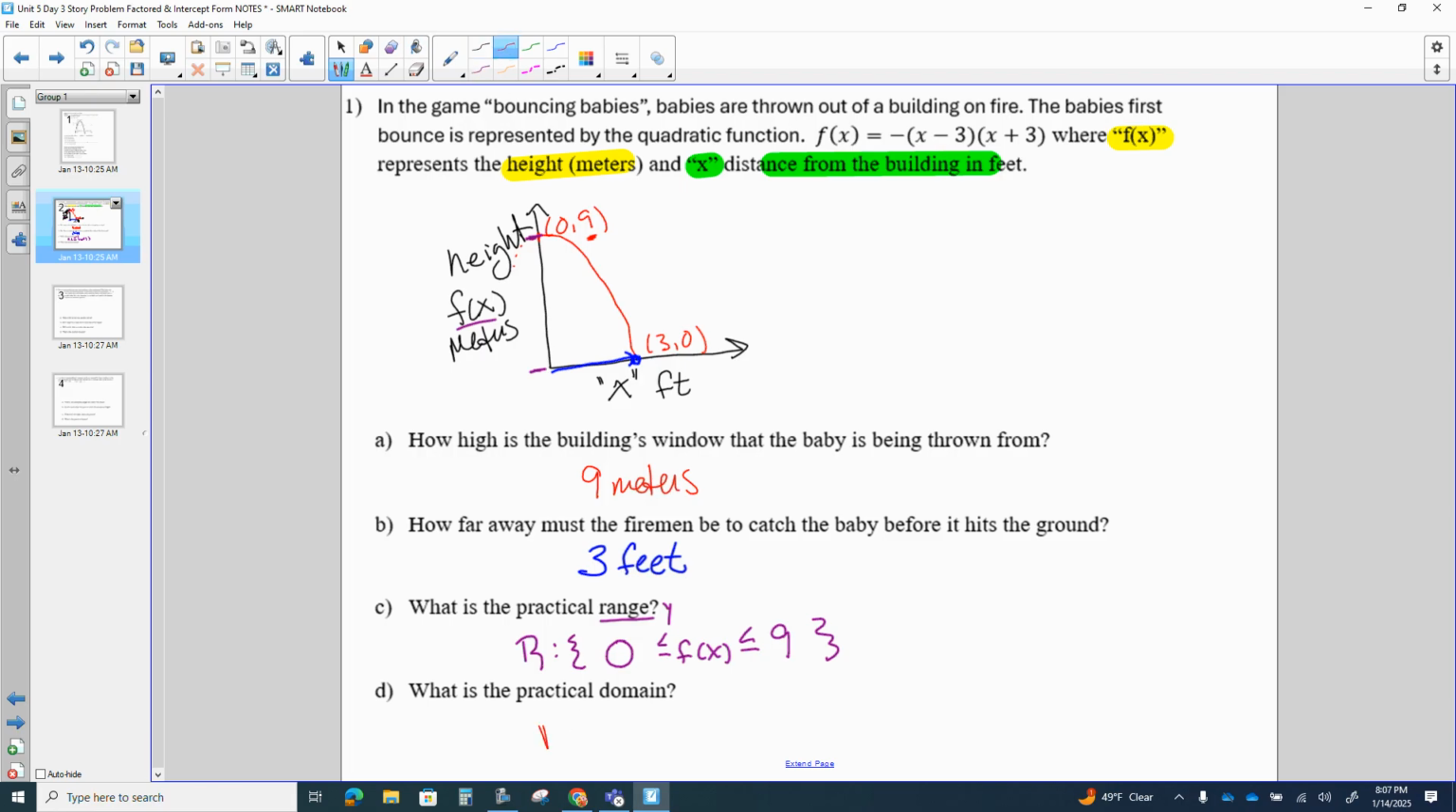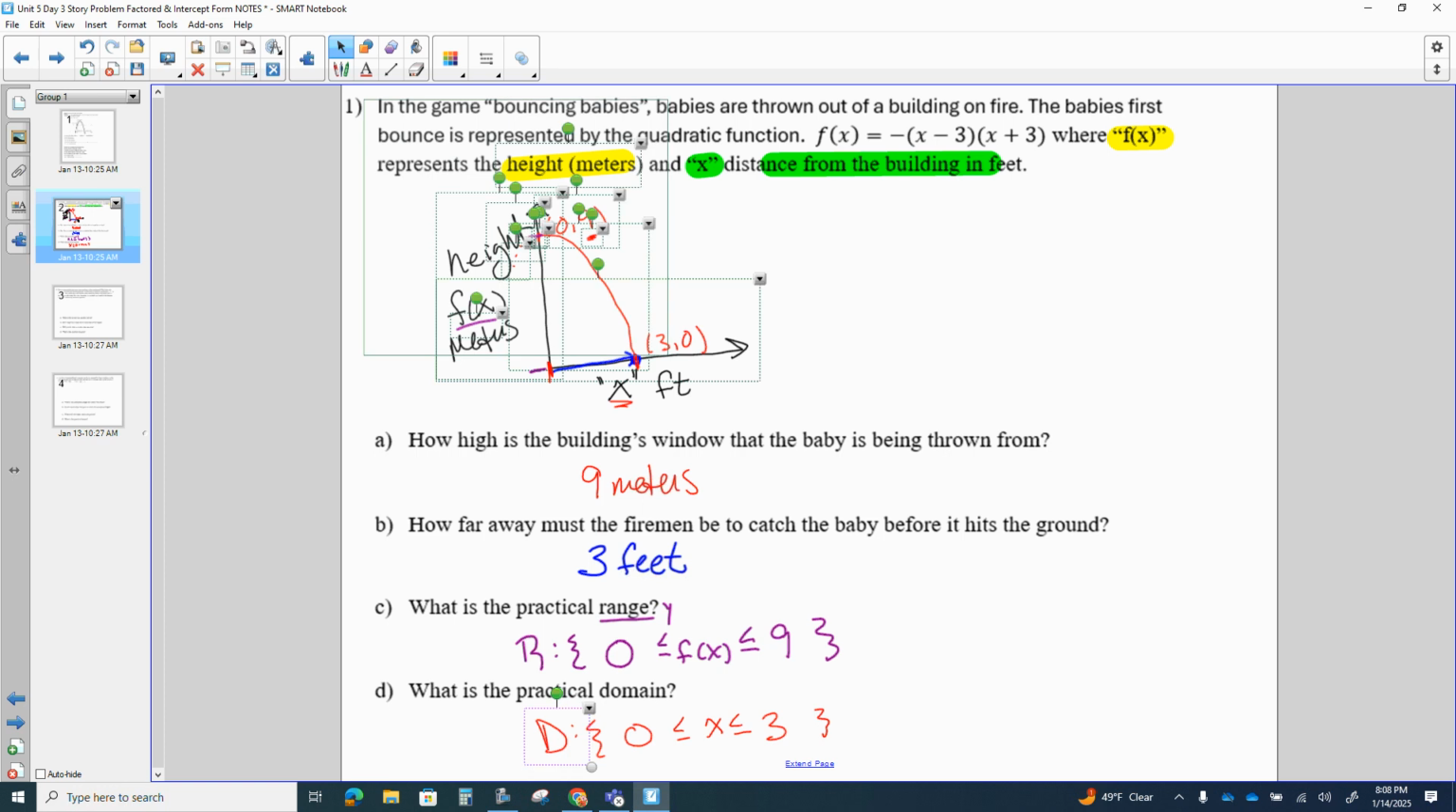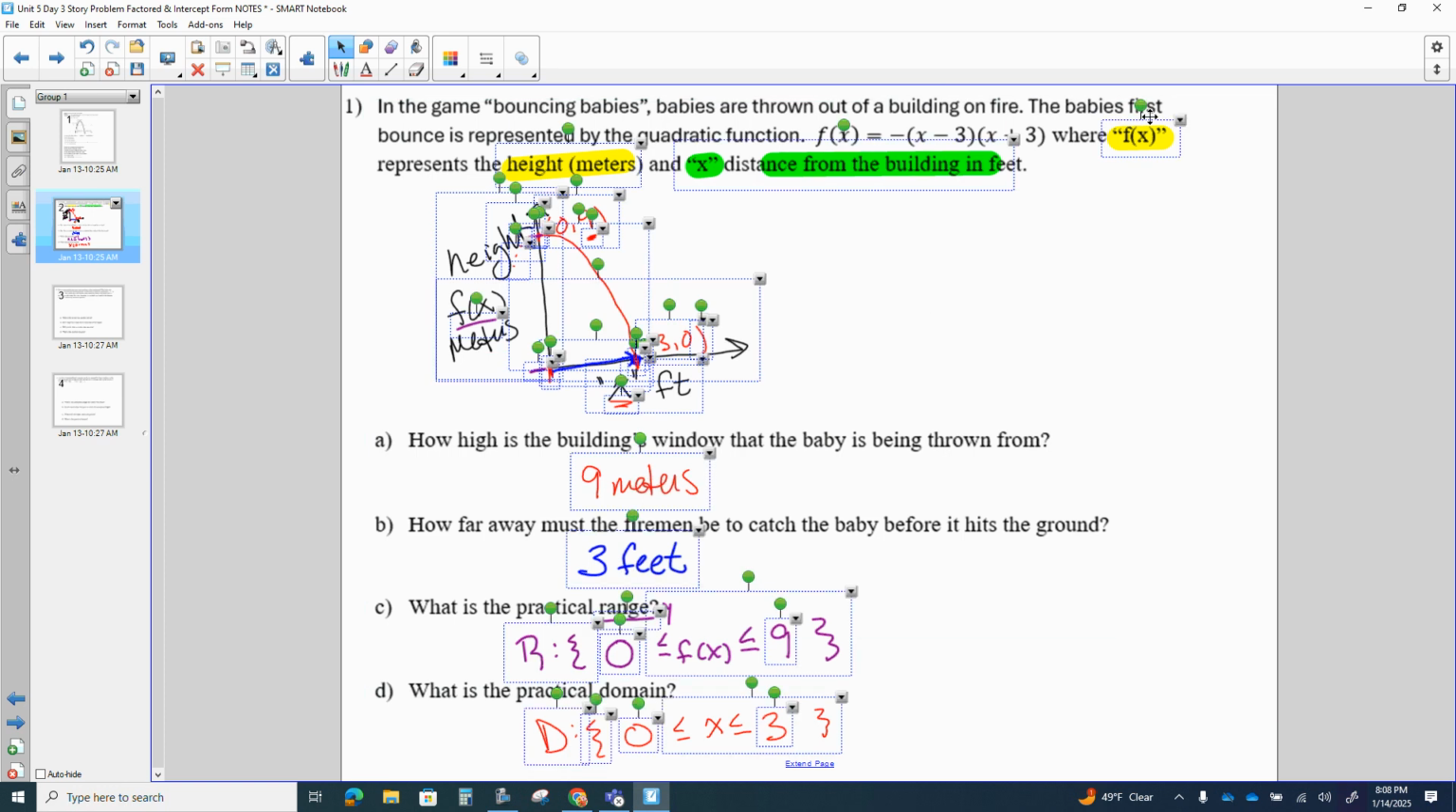Our domain, that's our D. That is our, in this case, x value. So we'll go ahead and put x in there. And the closest it is at 0, that's when the baby's in the building. And the furthest away on that first drop will be 3. So we put 3. So again, as you can see, these story problems, there's a multitude of questions they can ask. These are some sample questions. So there's our first example.